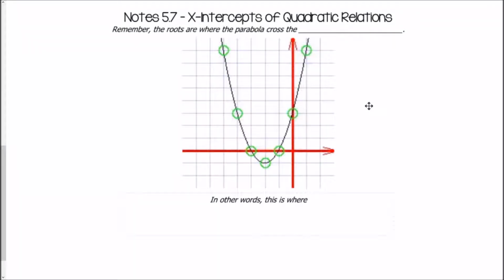Hi everyone, we're looking at notes 5.7, which are on the bottom of page 9, and we're going to fill in what x-intercepts of quadratic relations are. So remember, the roots are where the parabola crosses the x-axis, okay? In other words, this is where y is going to equal 0. So this is just some review on what we talked about in class the other day.